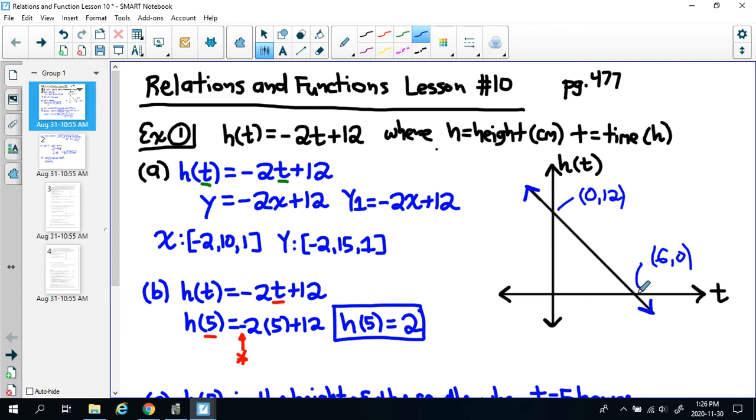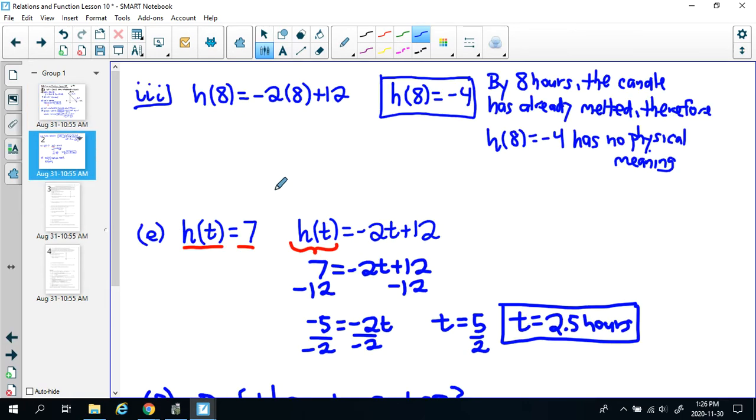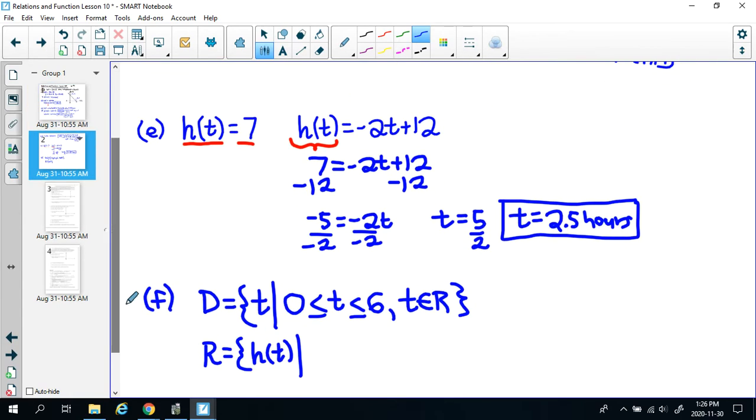Well, it'd be 0, okay? And what's the biggest value the height of the candle could be? Well, it'd be the y-intercept here. So the original height of the candle was 12. So if I go back to writing the domain down, it would then be your domain, it's not domain, your range.